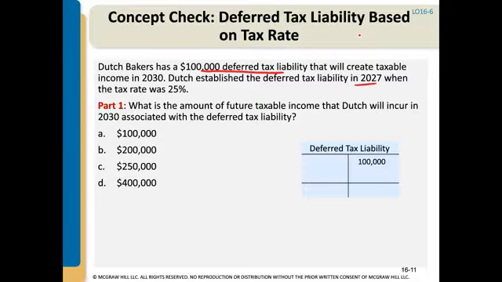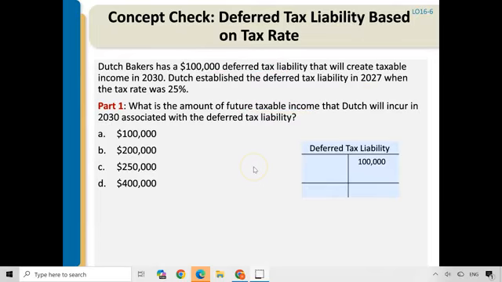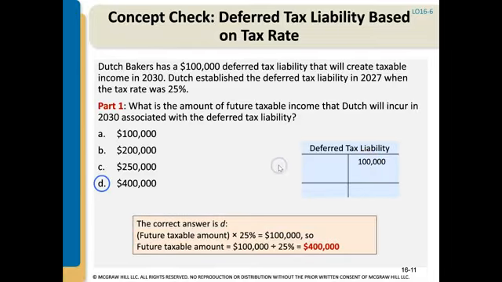So this problem gives you the tax affected amount, and it wants to know what the actual future taxable income is, meaning the gross amount. In order to figure that out, we need to take our tax affected deferred tax liability of $100,000 and divide it by the tax rate. It is tax affected at 25%. So we take the $100,000 divided by 25%, and then we know our future taxable amount is $400,000. That's how much future taxable amount we will recognize. That's part one of this problem.